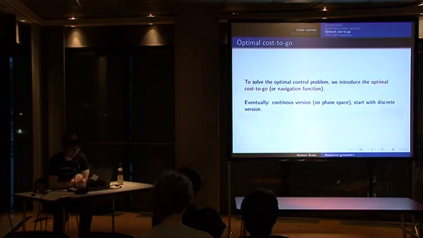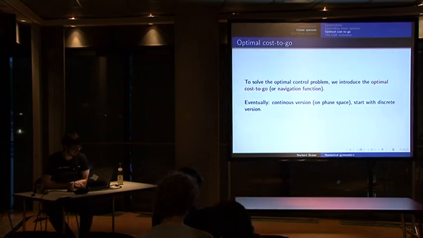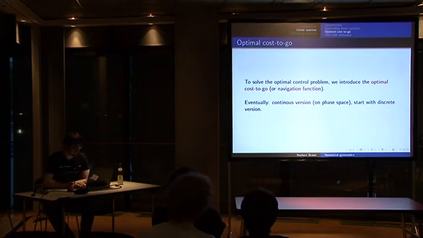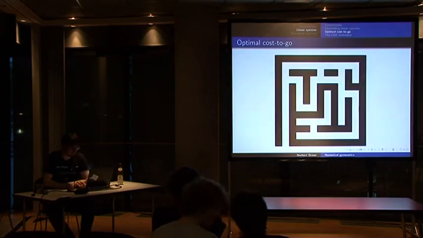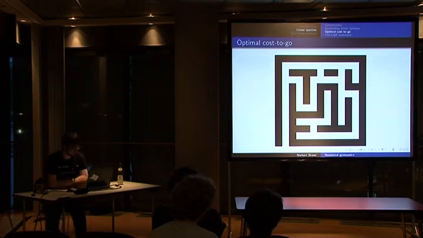Now to solve this kind of problem, we introduce the so-called optimal cost to go. It's also called the navigation function. Essentially, eventually we will want that on the phase space, but we start with a discrete version, and it's possibly best explained by trying to solve this maze.